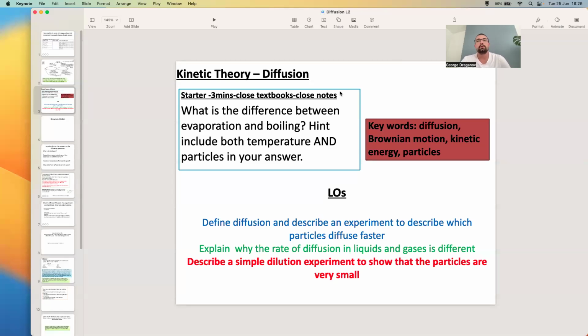This lesson is going to be on diffusion and dilution. So, in terms of kinetic theory, we're going to first look at diffusion and Brownian motion.